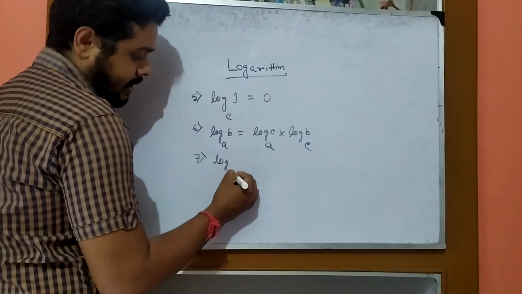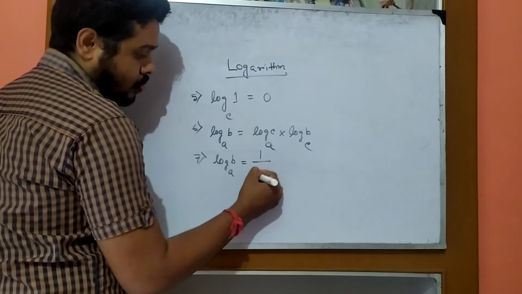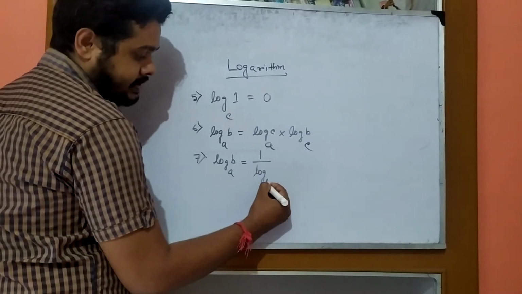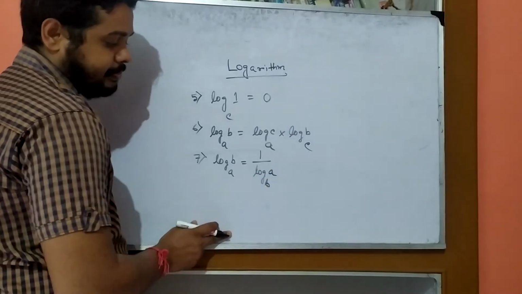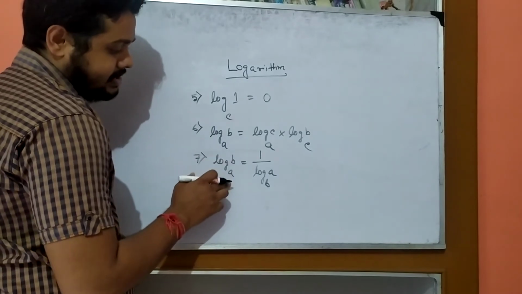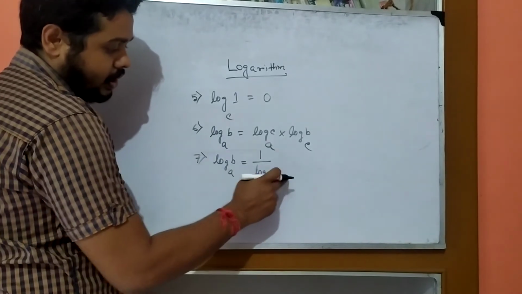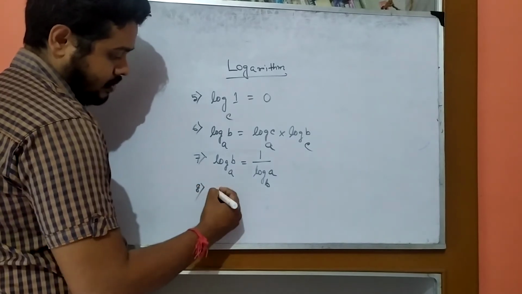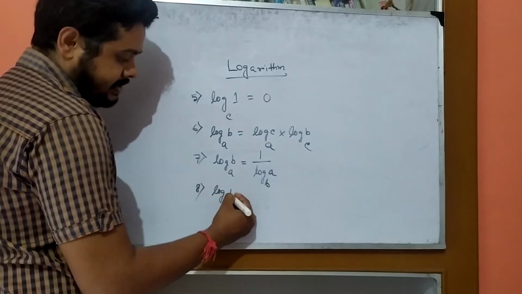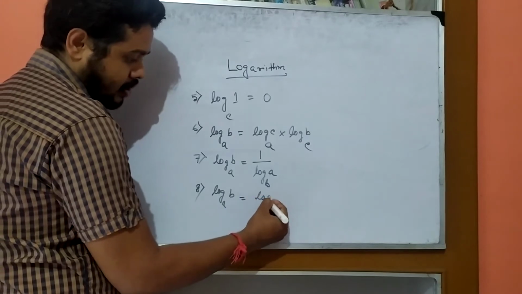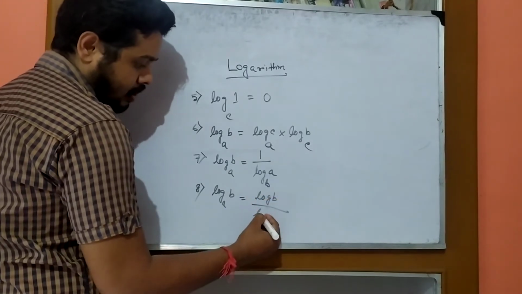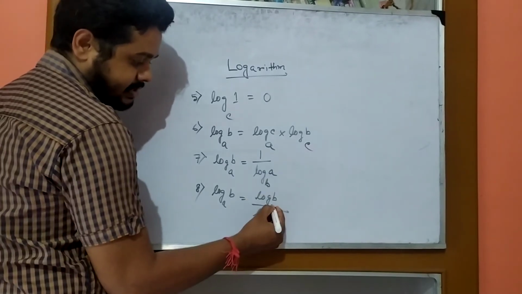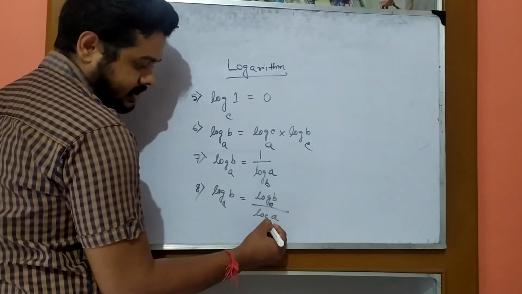Next, logarithm a base b equals 1 by logarithm b base a. When we take the reciprocal of the logarithm, the base and the argument interchange their positions. Logarithm b base a equals 1 by logarithm a base b. And logarithm a base b equals, we can also write log a by log b. And what will be their base? The base may be anything. Suppose both of the bases are c.